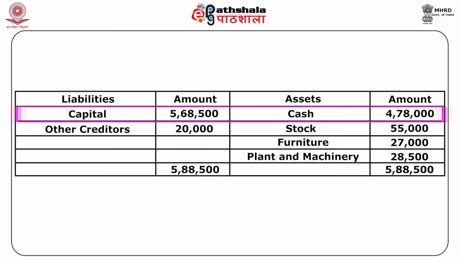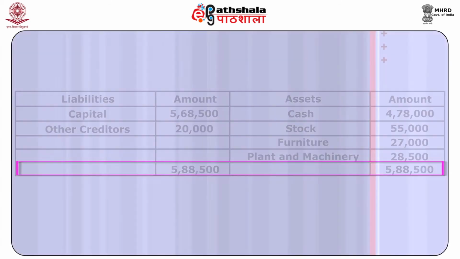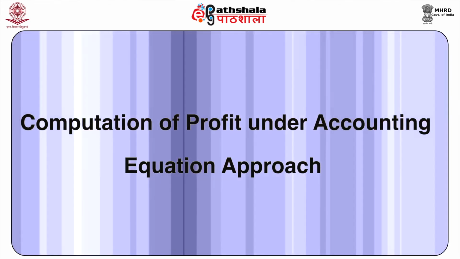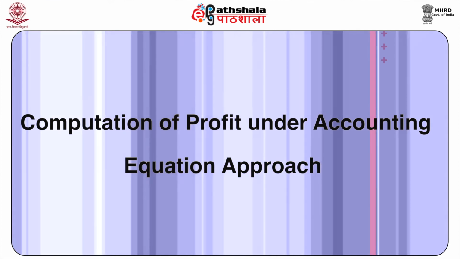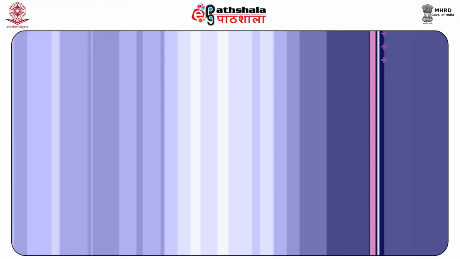And on the asset side, we have cash of 478,000, stock of 55,000, furniture of 27,000, plant and machinery of 28,500, which will give you 588,500 total amount. Now let's come to the computation of profit under the accounting equation approach.